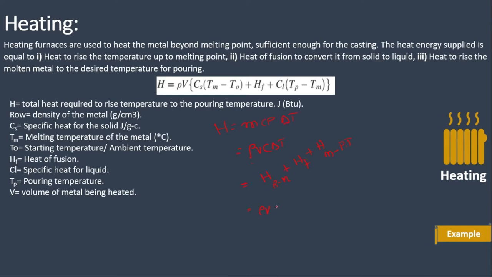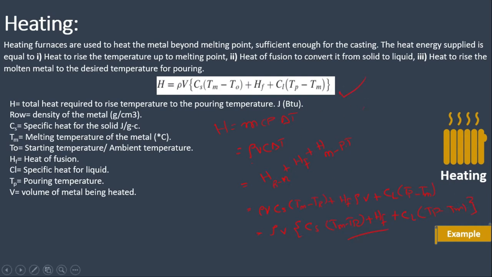rho V times the specific heat in the solid state into delta T, that is melting point minus room temperature, or you can write T naught, plus the heat of fusion, and rho V times the specific heat in the liquid state into the change in temperature, that is pouring temperature minus melting point temperature. And you simply take out rho V as common. So we will simply have C_s into (T_m minus T_0) plus H_f plus C_l into (T_p minus T_m). So this is how we got the expression.